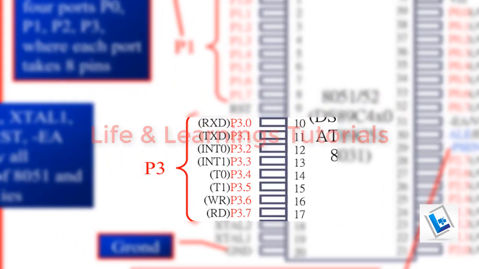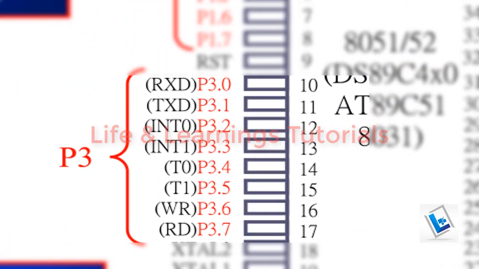Pins number from 10 to 17 are reserved for port 3, and this entire port is multiplexed with different functions of the 8051. This port is also bit and byte addressable, bidirectional in nature, and used for general purpose input outputs or for special functions which are multiplexed with this port.